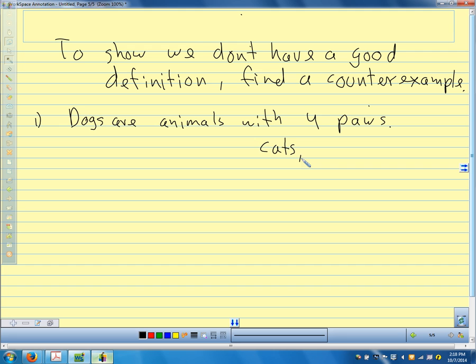Cats, bears. We were talking in the last class whether cows had paws. No, you don't think they have paws? They have hooves. Could we consider those hooves paws? Maybe. All right. So cats is our counterexample. So this is a bad definition.